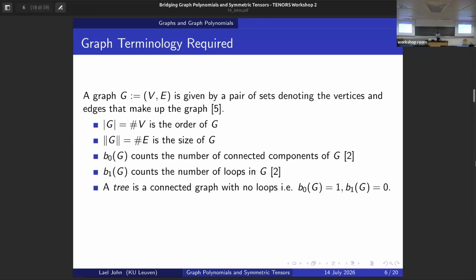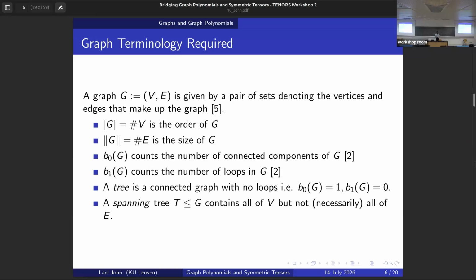A tree is a connected graph that does not contain any loops. If I was talking about a graph with a higher B0, I would say forest, but I'm just going to focus on trees. Particularly, I'm concerned with spanning trees. I'm going to denote them with the less than or equal to sign. A spanning tree that lies inside a graph contains all the vertices of the graph, but it does not contain all the edges, right? And specifically, I want it to be a tree.